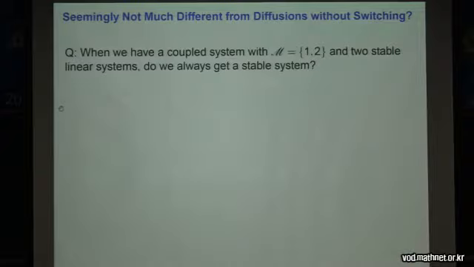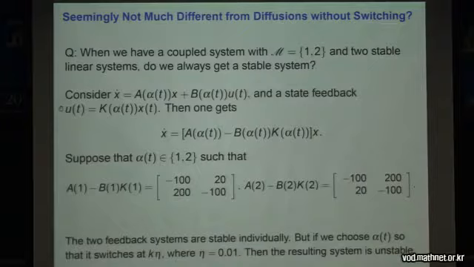Here there is no Brownian motion, no diffusion yet, just a very simple linear system. This problem comes from the feedback control of linear systems. I have x dot equal to a(alpha(t)) x plus b(alpha(t)) u, where u is the control. And then you use some feedback control. The feedback control is of the form k(alpha(t)) times x(t).